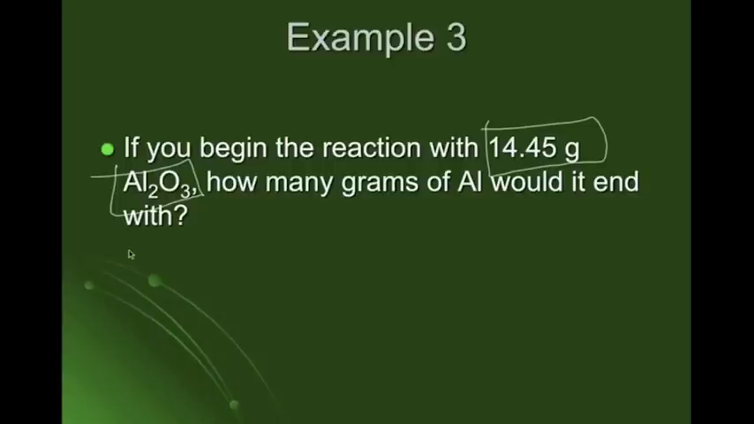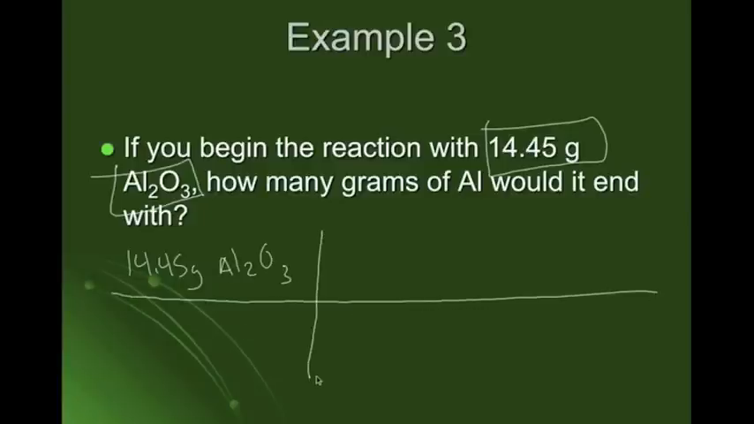Okay, so we're going to start. We have 14.45 grams of aluminum oxide. First thing we're going to do is use the molar mass to get it into moles of aluminum oxide. We've already done the molar mass previously, and it's 102 grams of aluminum oxide equals 1 mole of aluminum oxide. Then we're going to use our mole ratio.